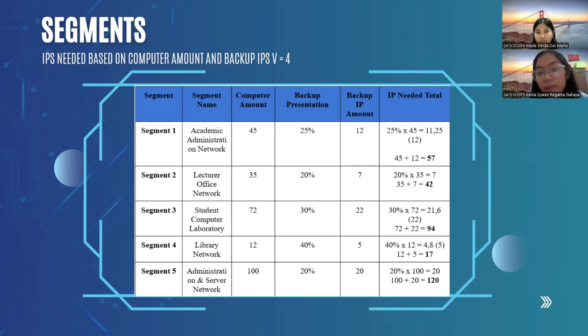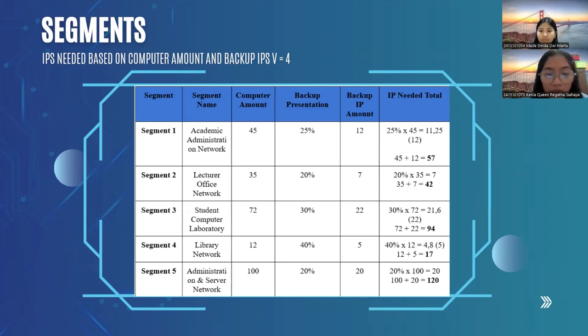This will get us 7 backup IPs, but the IP needed total is 42. And segment 3, we named it Student Computer Laboratory, with 72 computers and a backup percentage of 30%, with a backup IP amount of 22, and we will get the IP needed total as 94. Segment 4 is Library Network, which has 12 computers and a backup percentage of 40%, with an IP amount of 5, and we need an IP amount of 17.